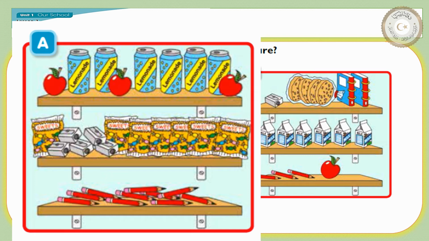And at the top, we have some apples. What do we have in the middle? We have sweets and sharpeners. Okay, at the bottom, what do we have? Some pencils, or a lot of pencils.